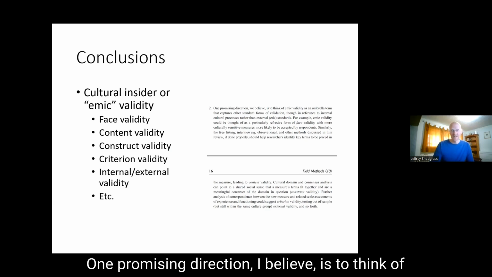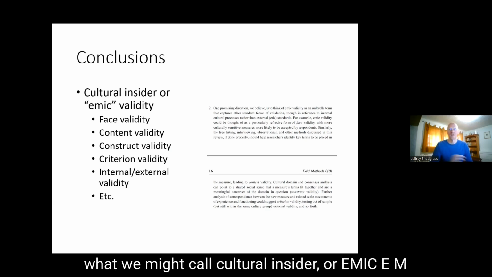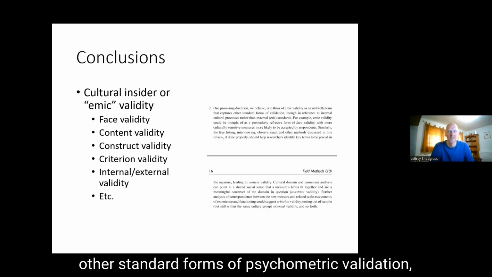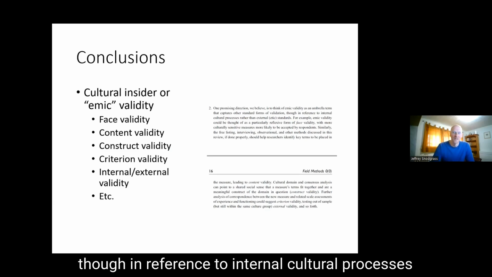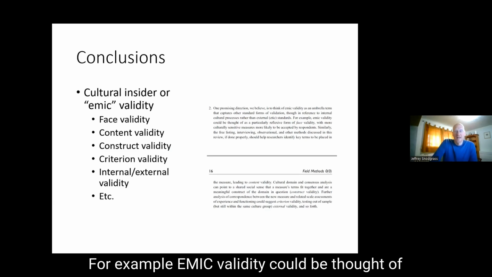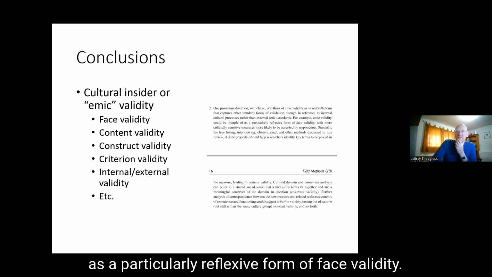One promising direction, I believe, is to think of what we might call cultural insider or emic validity, as an umbrella term that captures other standard forms of psychometric validation, though in reference to internal cultural processes rather than external or so-called etic standards. For example, emic validity could be thought of as a particularly reflexive form of face validity.